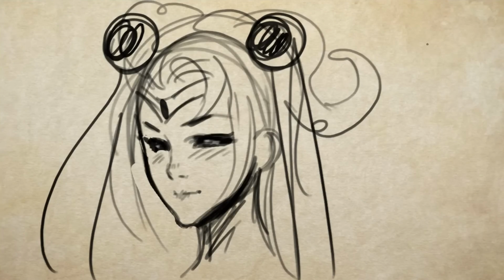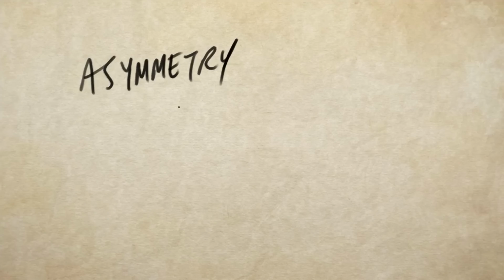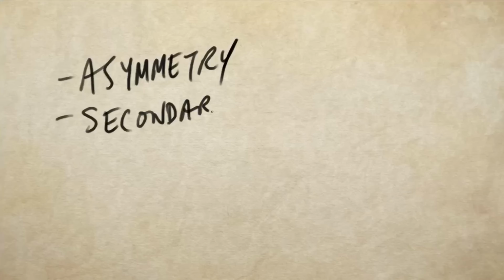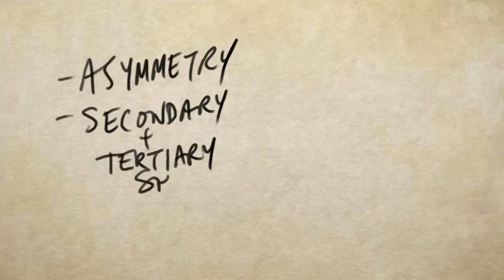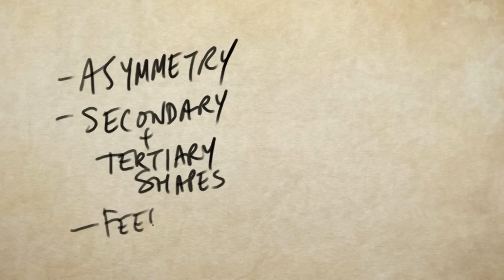So mostly, I guess, asymmetry is huge. Asymmetry. Playing with secondary and tertiary shapes. Those are shapes made from 2 or 3 primary shapes. And then the feeling you're going for. For instance, do you want something to look cool, something to look scary, something to look cute? So having all these really helps.